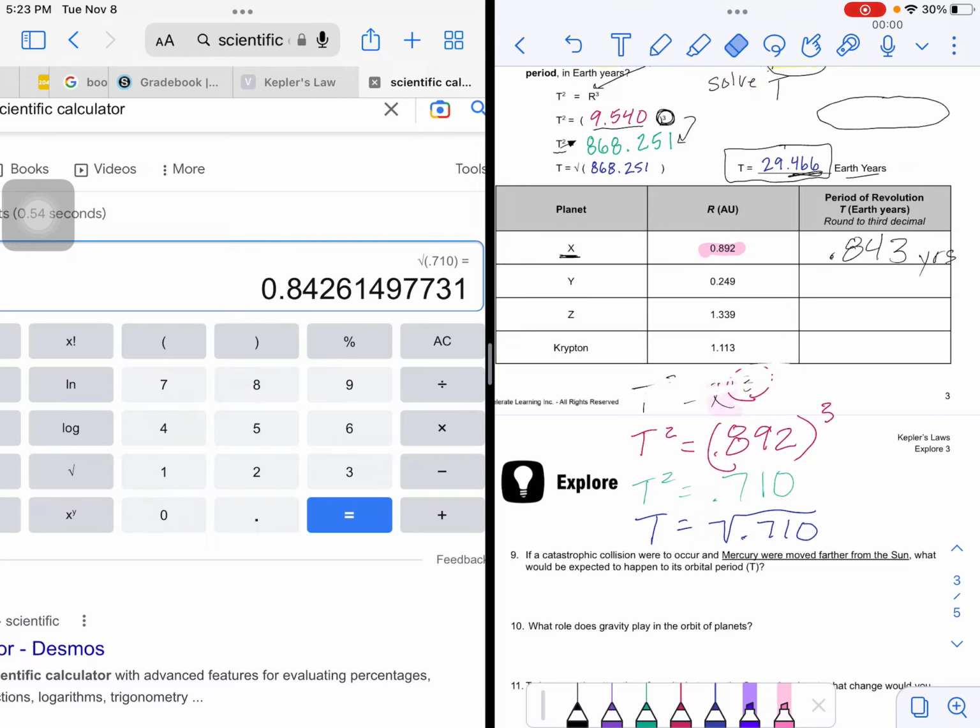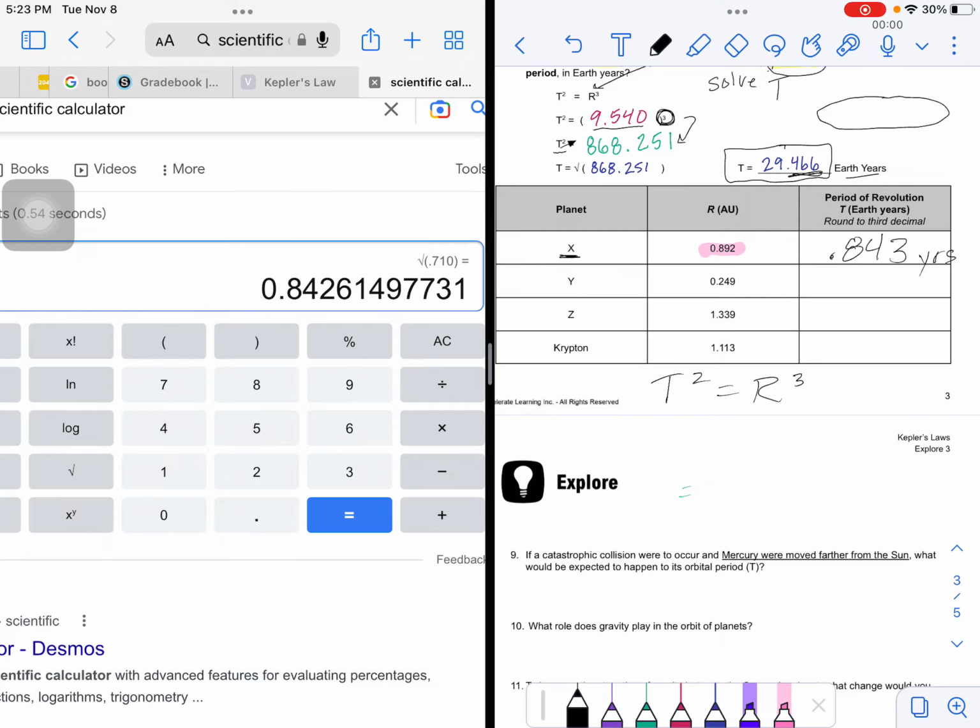Okay, let's try another one. Starting with our formula, T squared equals R cubed. Again, here's the R. I'm going to plug it in right here. T squared equals 0.249 cubed. So I'm over here on my calculator, 0.249 cubed. Round that to the nearest third decimal, 0.015.